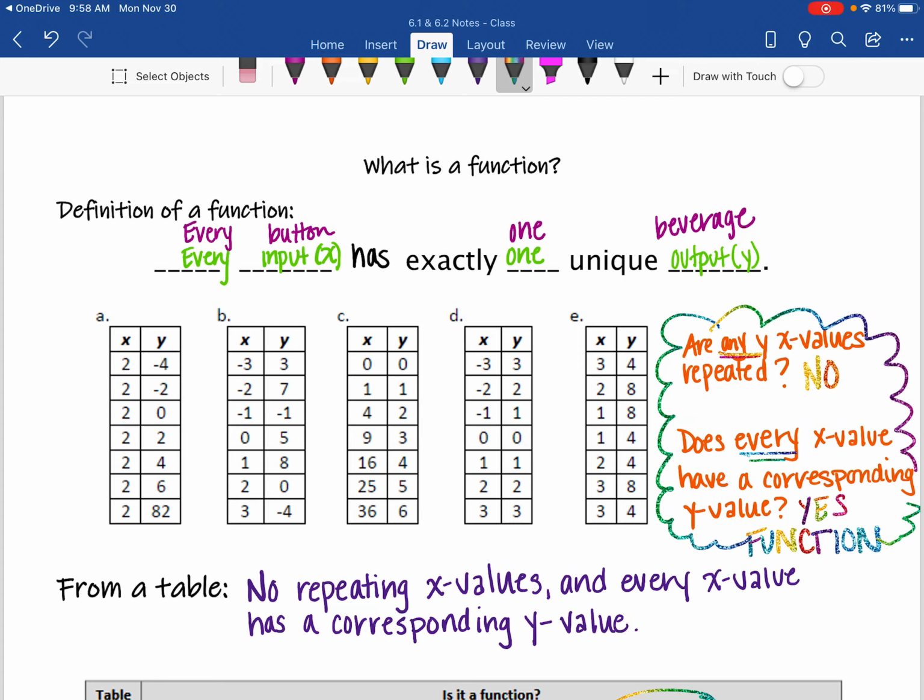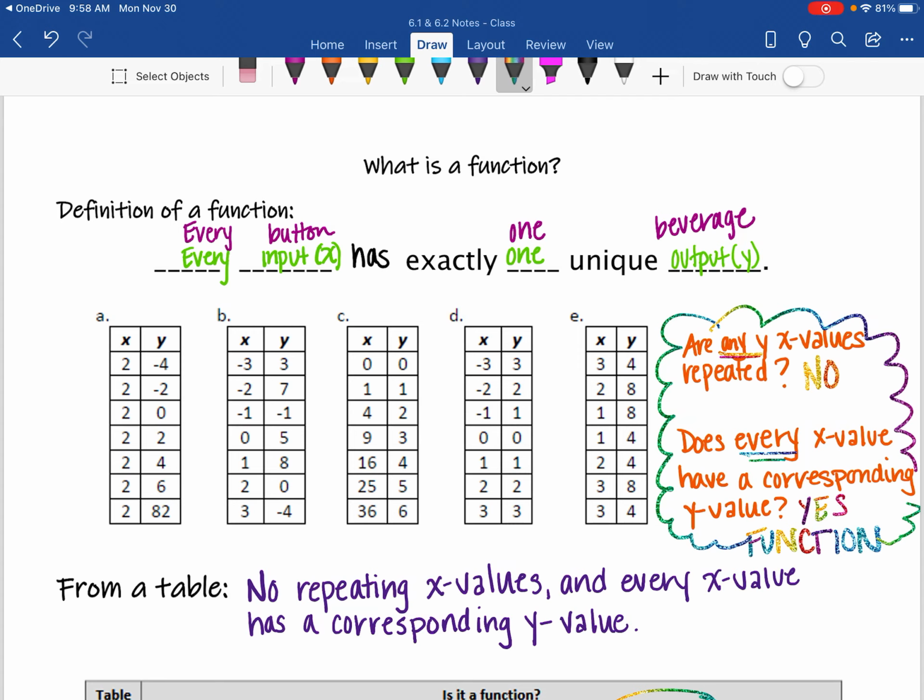Okay, so if we look at table A, are any x values repeated? Well, 2 is repeated over and over again. So that means it's not a function. I'm going to write that down: the x value 2 is repeated, so it's not a function. We don't have to check anything else. We have one of those violations, so we're labeling it as not a function. We're going to move on.